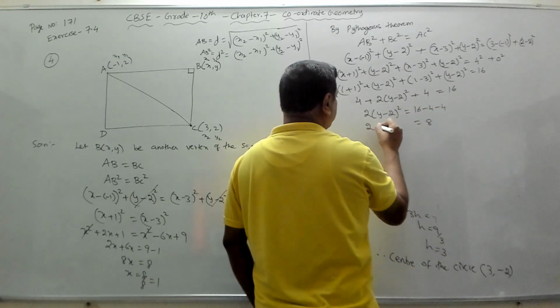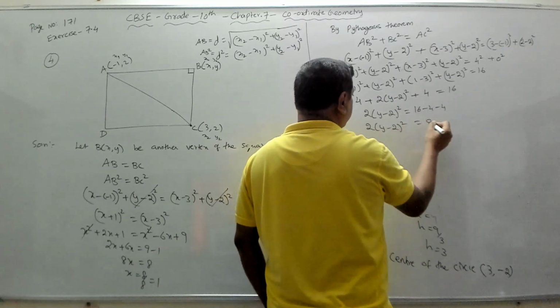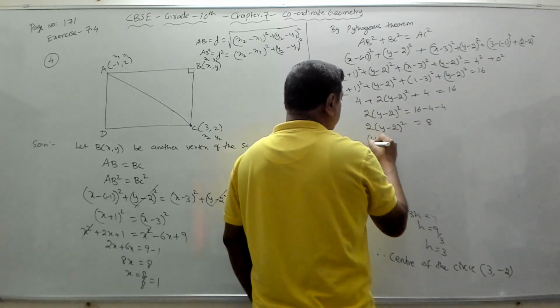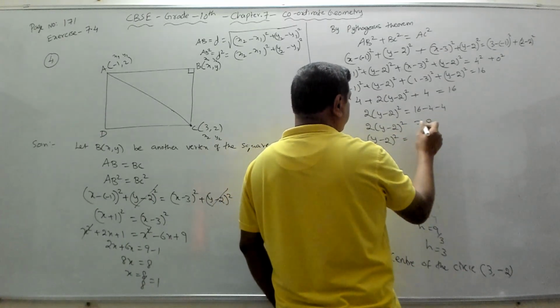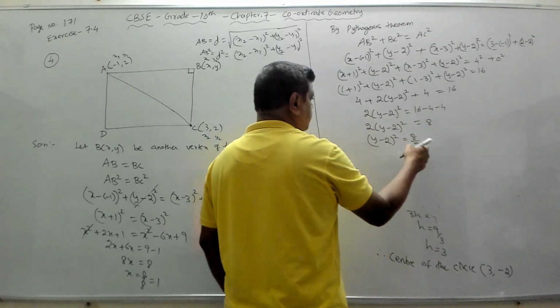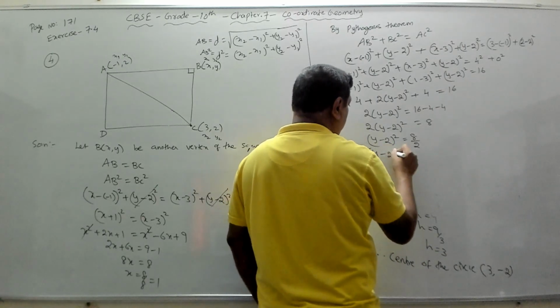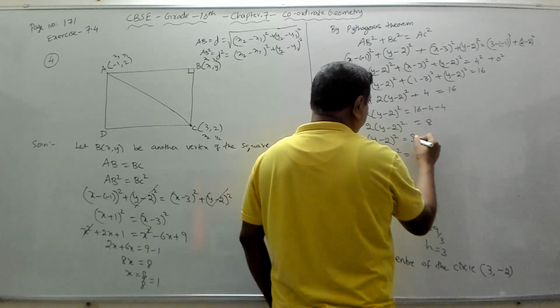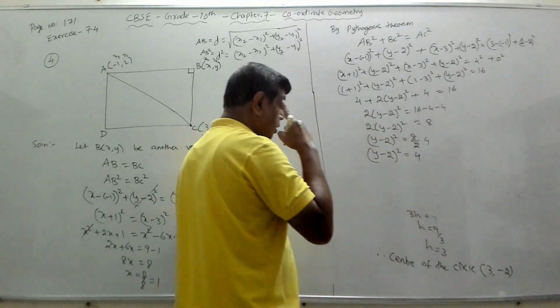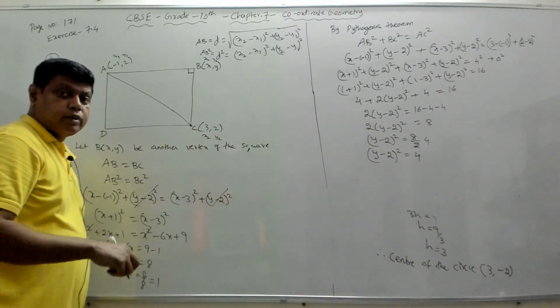So that is 2 into (y minus 2) the whole square equal to 8. So your (y minus 2) the whole square will be equal to 8 divided by 2, this 2 comes to the other side, RHS, so it becomes divide. So you get (y minus 2) the whole square is equal to 8 by 2, which is 4. (y minus 2) the whole square is 4.